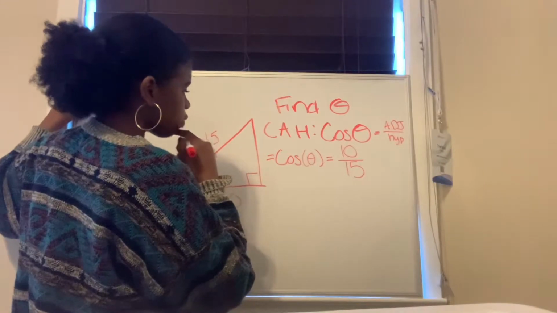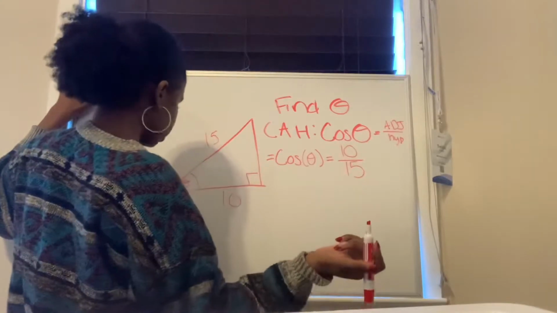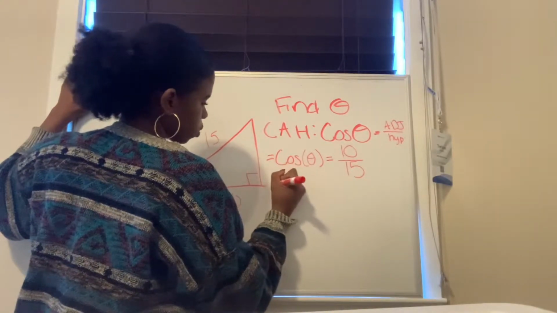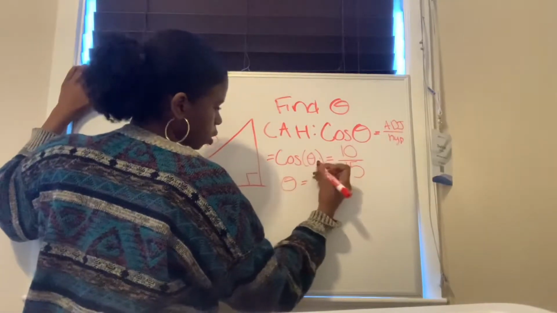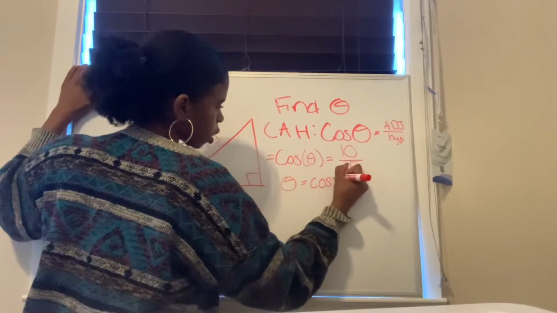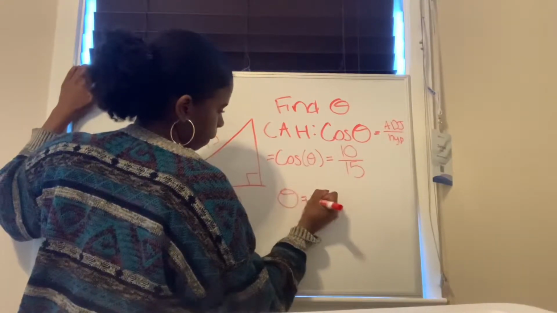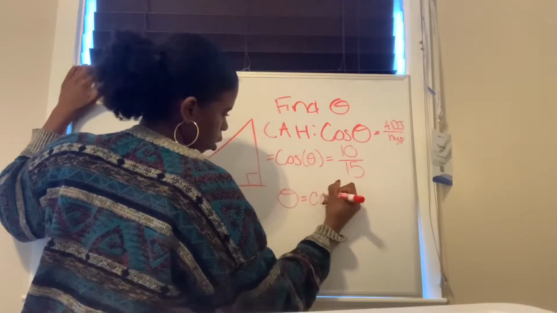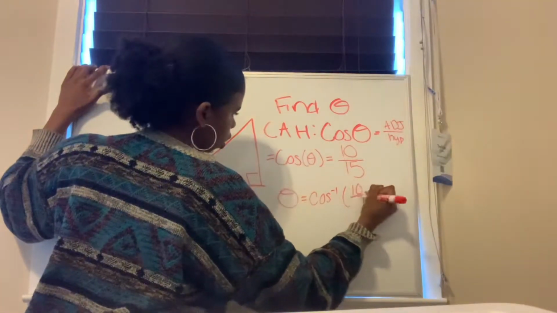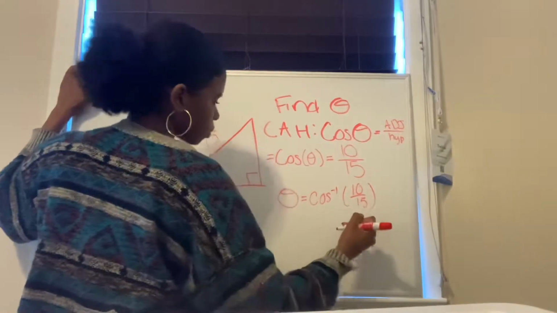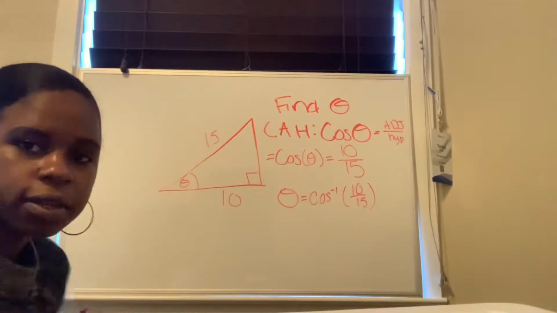Well, the opposite of cosine is arc cosine. So, to get theta by itself, we'll just take the arc cosine, which looks like this, of 10 over 15. Now, I don't know this off the top of my head. We're gonna need a calculator. So let me grab that real quick.